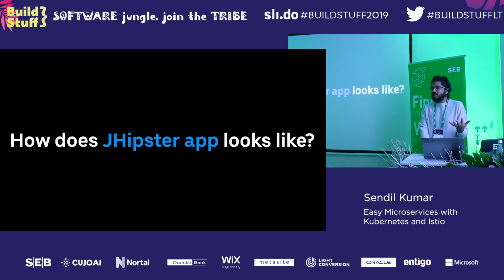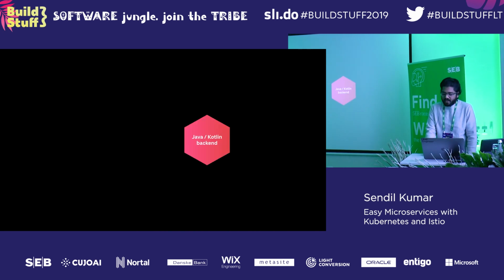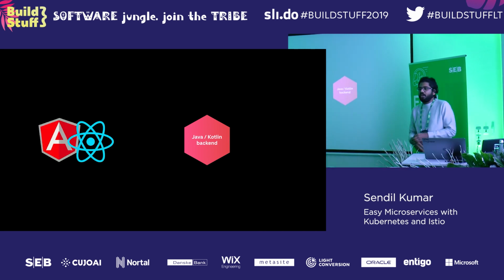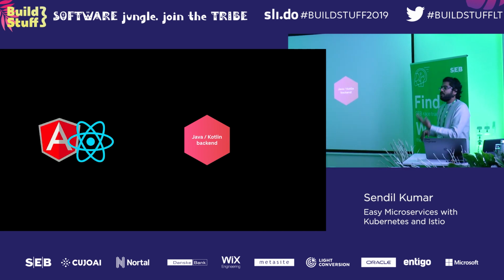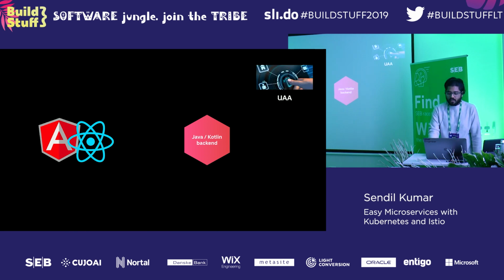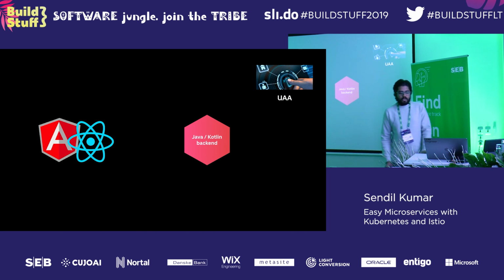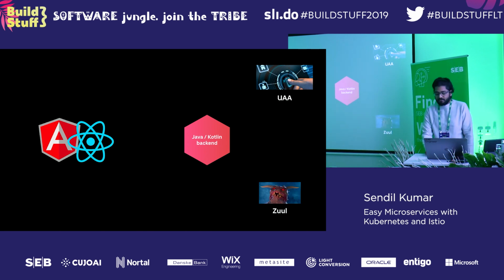And what does a JHipster app look like? It has a Java, Kotlin, or .NET-based backend. And then you can choose between Angular and React. Vue is the newly added option, you can also choose that. And you have a user authorization and authentication service, which is UAA, which runs inside your application.